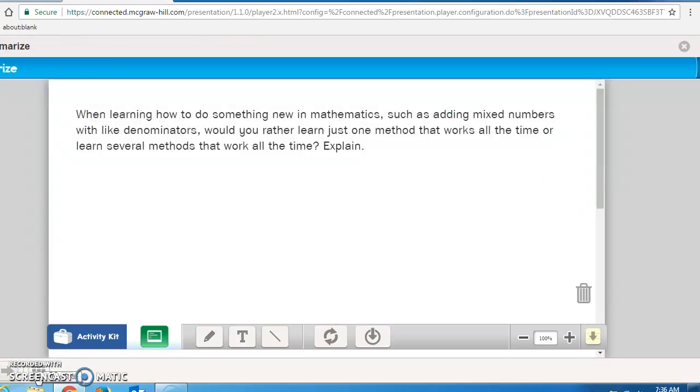When learning how to do something new in mathematics, such as adding mixed numbers with like denominators, would you rather learn just one method that works all the time or learn several methods that work all the time? It's asked you to explain, but I want you to think about something. If you learn how to do something mathematically more than one way, you have different options for learning how to come up with that answer. So that way, if you're looking at it and you're struggling one way, hopefully another way will click and you'll think, wow, I get that now. So learning how to do something multiple ways is a good thing.